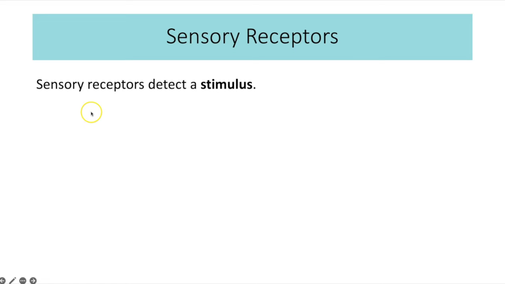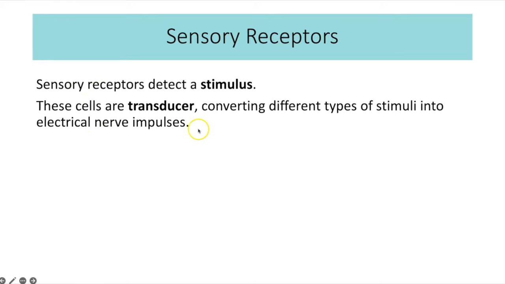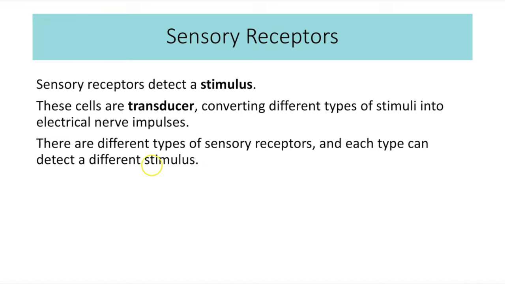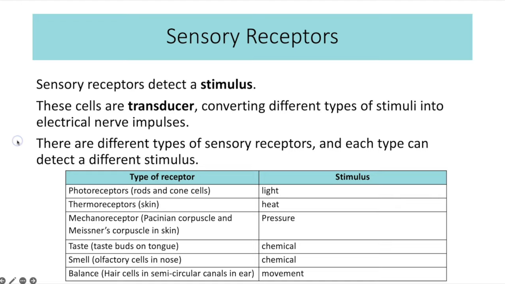A sensory receptor then, these are cells that detect a stimulus. That is what a receptor is. And these cells are transducers, meaning they convert different types of stimuli into electrical impulses. There are different types of sensory receptors, and each type can detect a different stimulus.